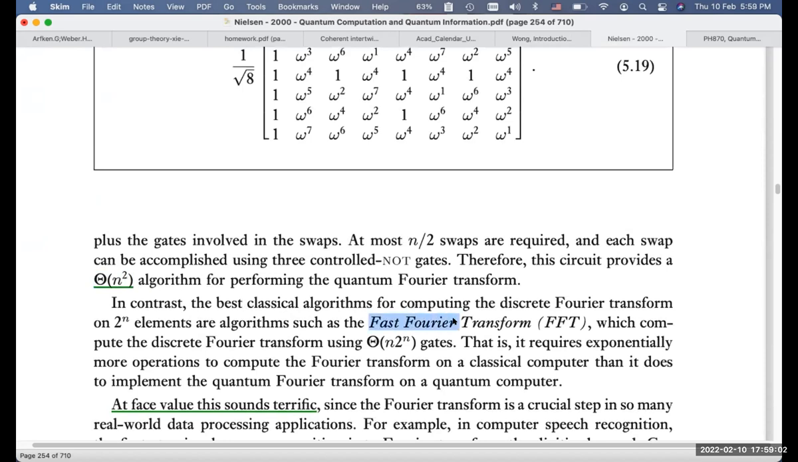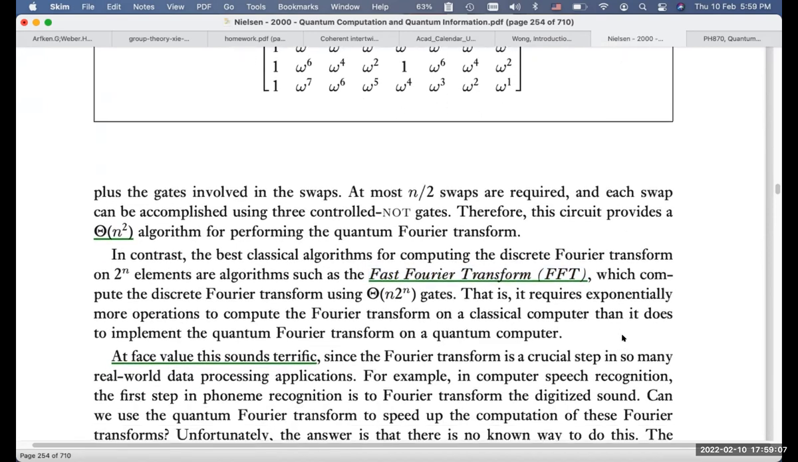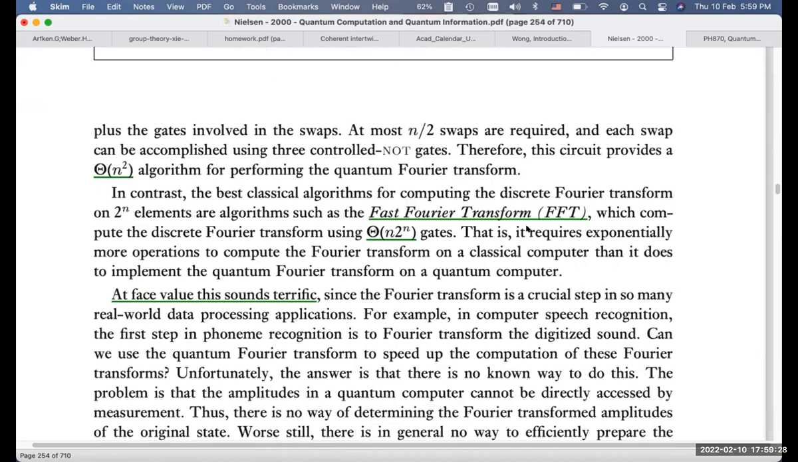But the fast Fourier transform, the fastest known classical algorithm, uses order of n times 2 to the n gates, right? Now you can see that n squared is exponentially less than n times 2 to the n. So it requires exponentially more operations to compute the Fourier transform on a classical computer than it does to implement the Fourier transform on a quantum computer.